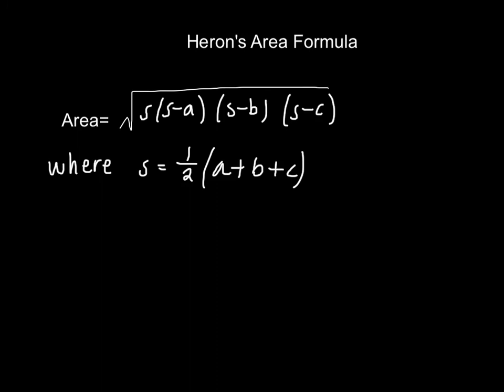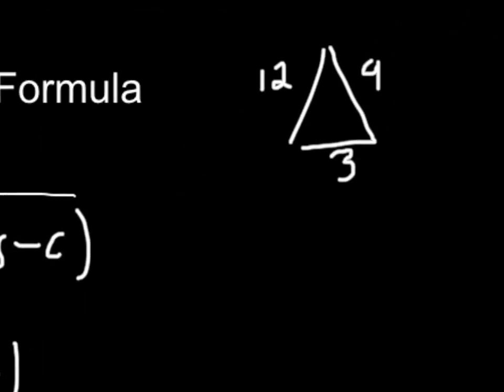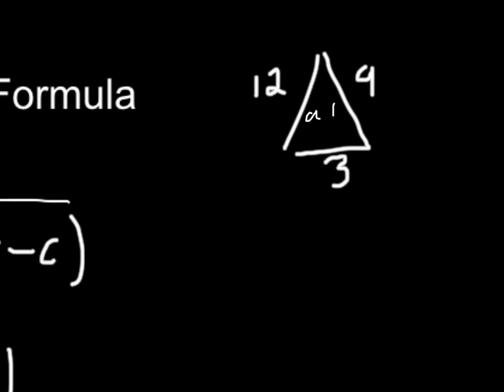In this section we also have Heron's area formula, which is the square root of S times the quantity S minus A times the quantity S minus B times the quantity S minus C, where S is 1/2 times A plus B plus C. This is for finding the area of a triangle when we're given all three side lengths. So we're given, let's say, 8, 11, and 5. This is not to scale, of course, and these will be A, B, and C.